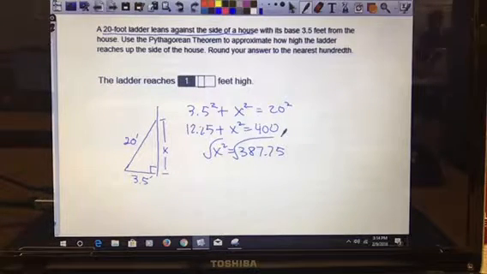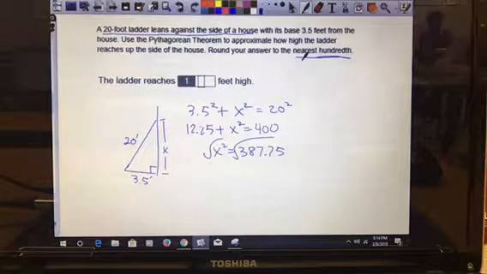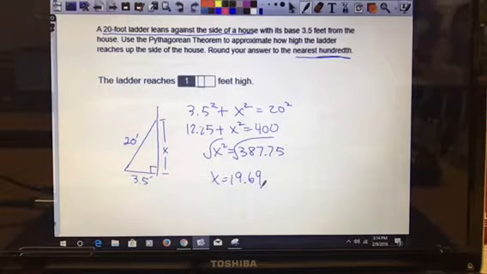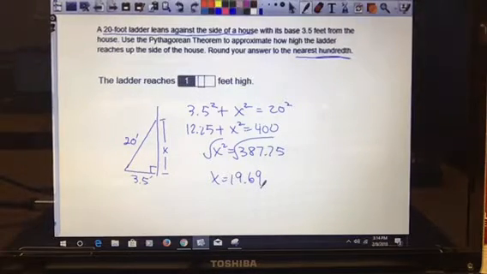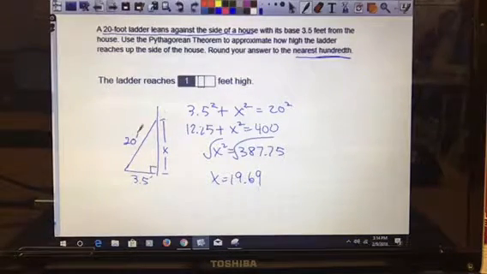And you get 19.7 if it's tenths. Oh, it says hundredths. So to the hundredth it is 19.69. That's how high it would go up the side of the wall. So it would be close to the 20 because it's not very far away from the wall.